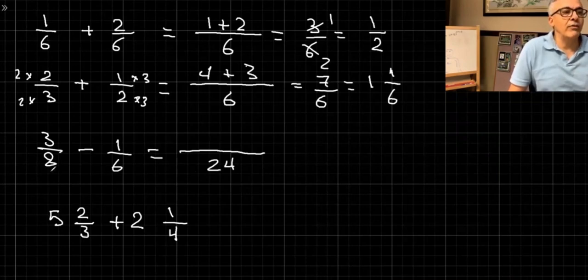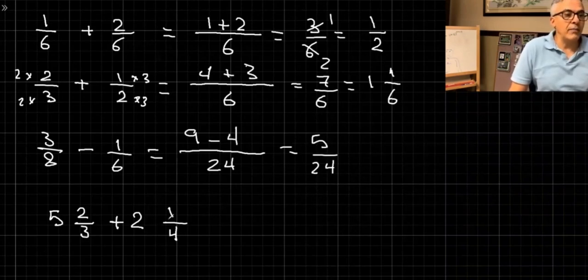So now you go 24 divided by 8, which gives you 3. You multiply that 3 to the top 3 there, and you get 9, minus 24 divided by 6 is 4. You multiply the 4 into the 1, you get 4, and this will give you 5 over 24.